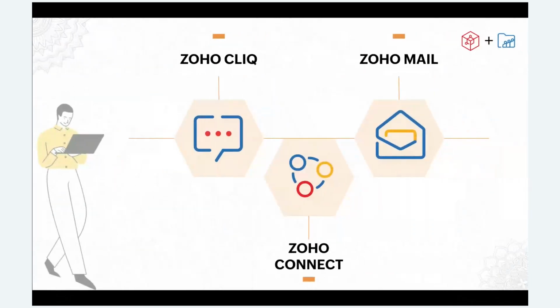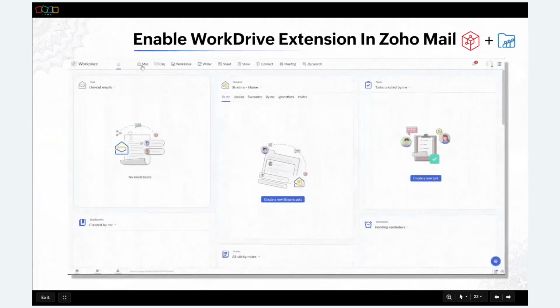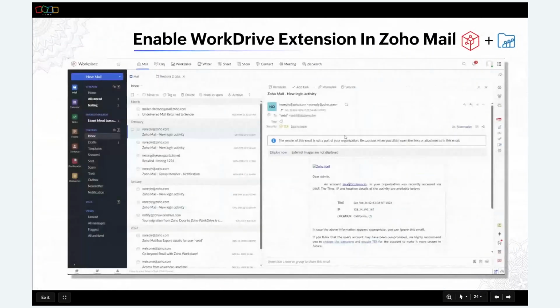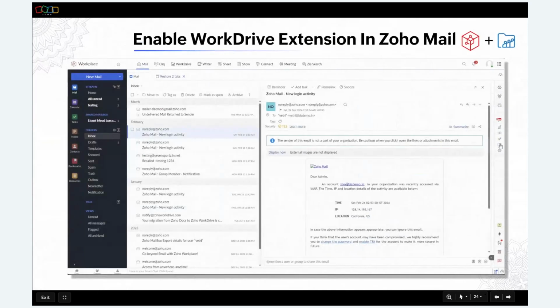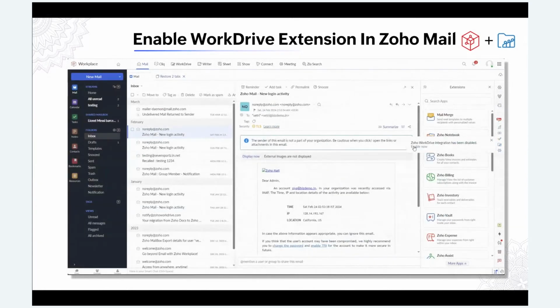Next, in this segment, we'll explore how WorkDrive integrates with Zoho Click, Zoho Connect, and Zoho Mail in the workplace bundle, bringing in collaboration and productivity across these shared platforms. So, Monisha, can you explain how the integration between Zoho Mail and WorkDrive works? Absolutely. So, before the integration can work, you'll need to enable the WorkDrive extension in your Zoho Mail platform.